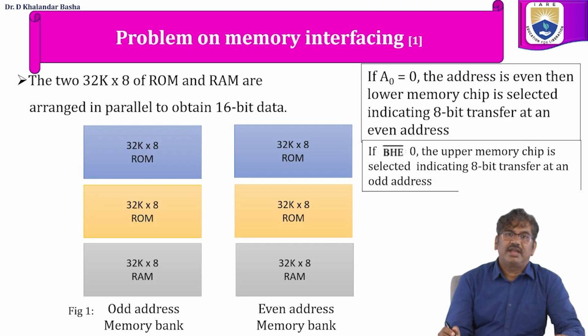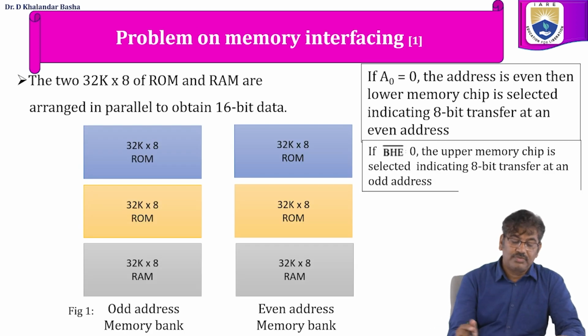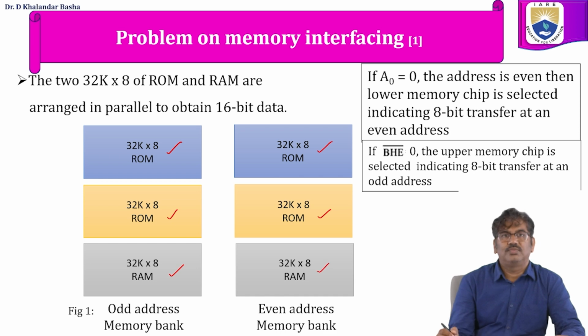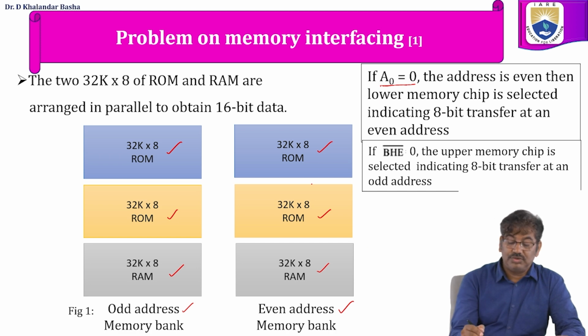So now we can place the memory chips in a row. This is ROM block 1, ROM block 2, RAM block 1, RAM block 2, RAM block 3, RAM block 4. The blocks placed on the right-hand side are even address memory banks. The blocks placed on the left-hand side are odd address memory banks. So whenever address A0 is equal to 0, it corresponds to the even address bank, and A0 equal to 1 is the odd address bank.